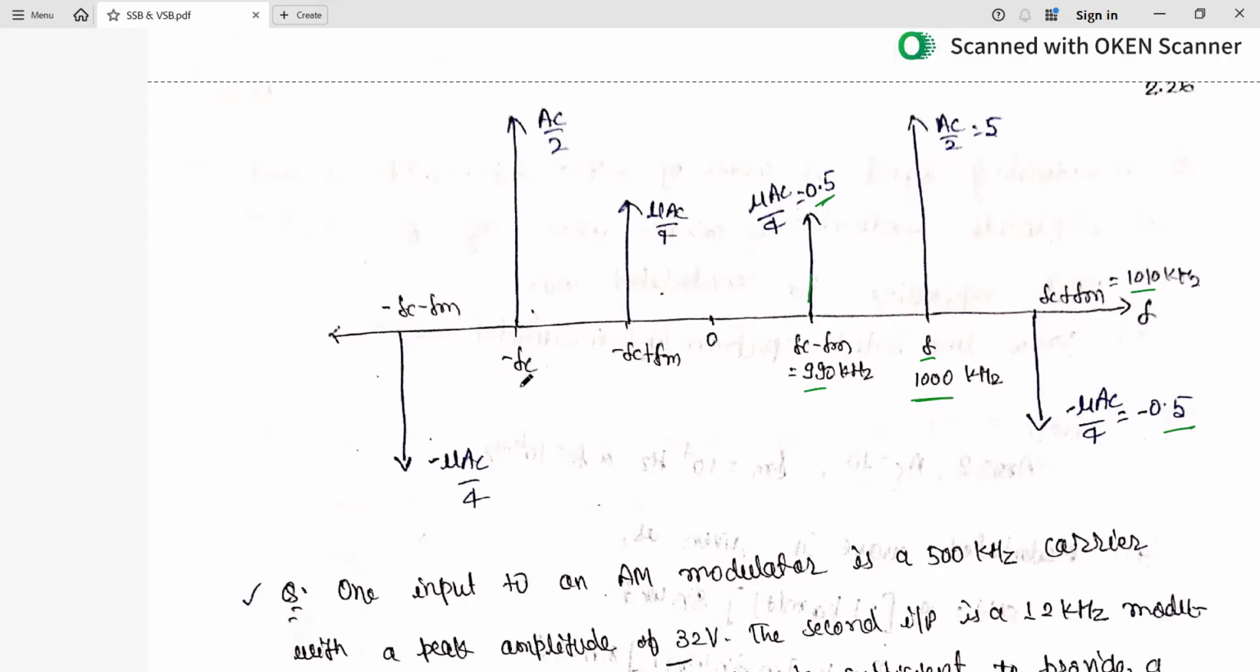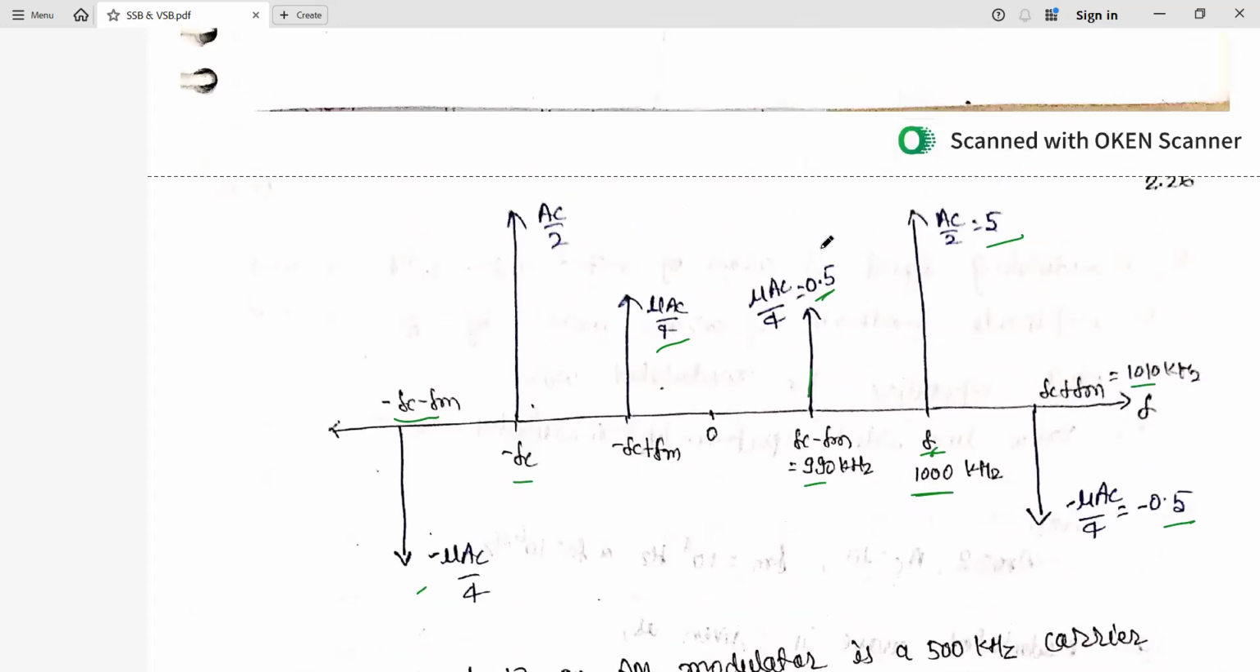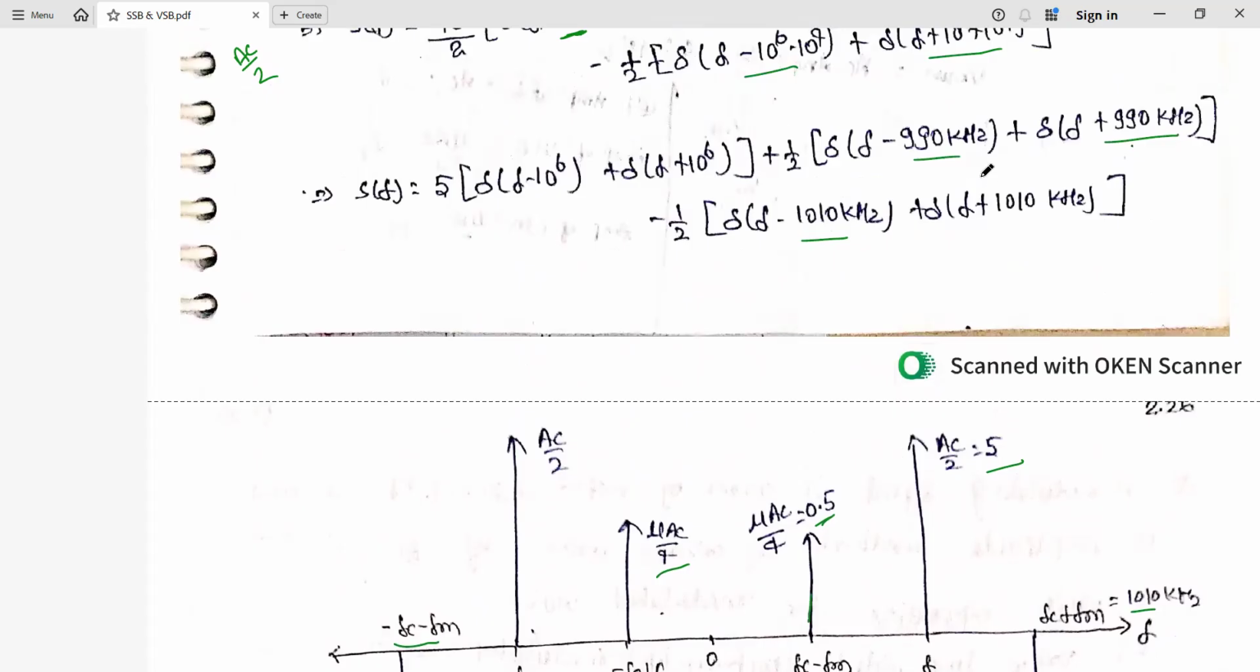Similarly, again for the negative frequency, minus fc plus fm, the amplitude is the same. Again for this portion we have a negative value, that's why it's coming downwards. At the carrier frequency, what is the value here? That is going to become Ac by 2. Ac is 10 here, so we are obtaining 5. So everything we are getting from here.